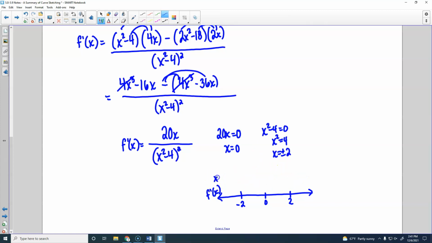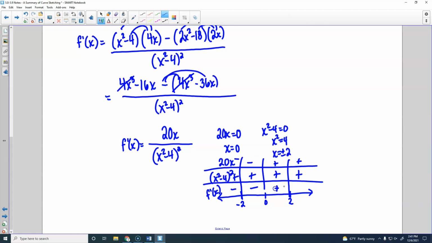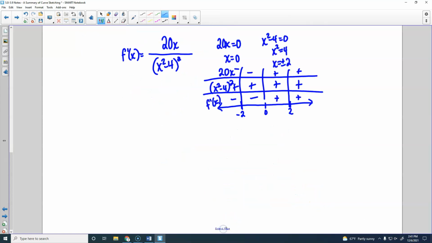Alright, so x squared minus 4 squared, what do we know about it? It's always positive. Okay, and then 20x, it's going to be positive if x is positive and negative if x is negative, right? So we'll have negative, negative, positive, positive. So there is a relative minimum of x.